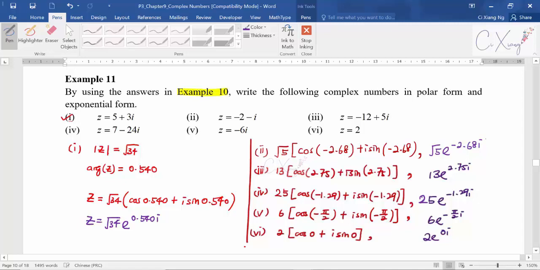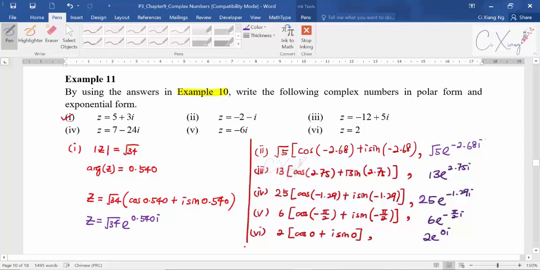Okay, so I hope that you already completed all the polar form and exponential form by yourself, and these are the answers. Again, before you can write them out in the polar form or the exponential form, you need to find out the argument and also the modulus of the complex number first. This is quite basic.